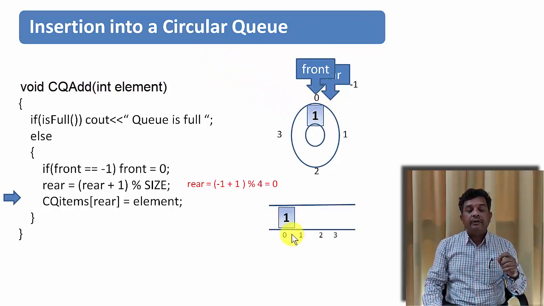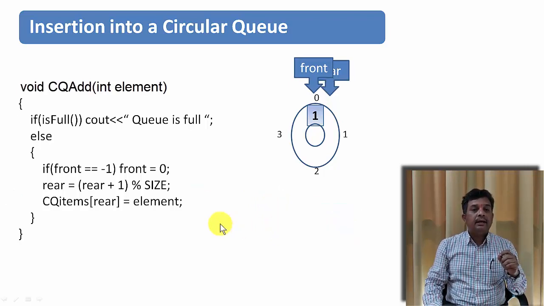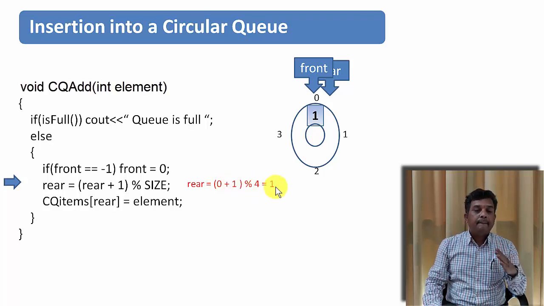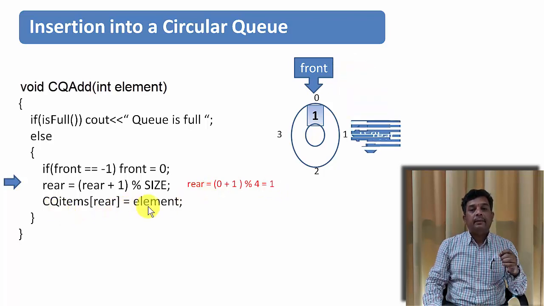In order to understand, for a linear queue at the 0th index, 1 is placed. Now let us add one more element. The queue full condition is false, that's why we came to the else part. Here, the condition front equal to -1 is false, so we'll directly come to the next, that is rear. Rear equal to (rear plus 1) mod size. Rear was pointing to 0, so after the execution, (0 plus 1) mod 4 becomes 1. So at the 1st location, we are going to add our element.